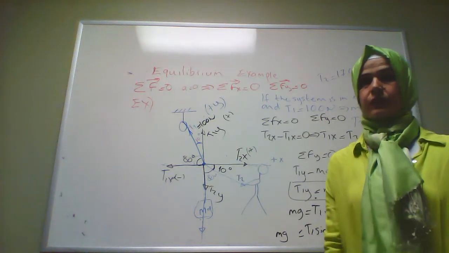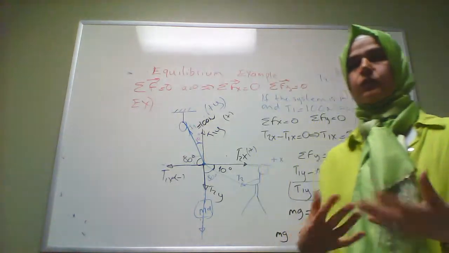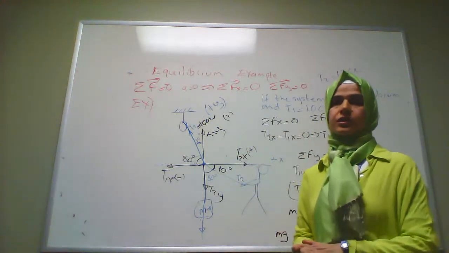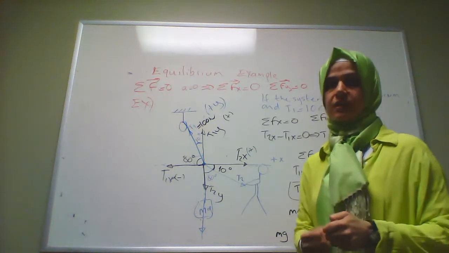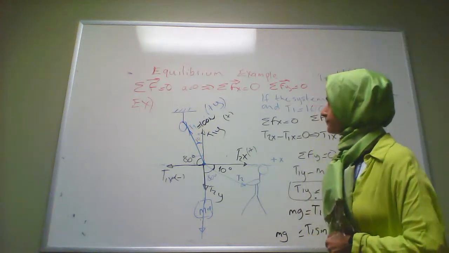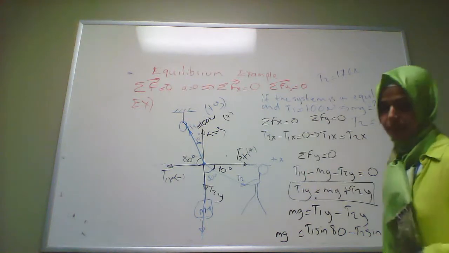And this is done in real life in construction. People use these kind of systems a lot to take up weights that are a lot heavier than the forces they are using to take them up. So this is one example of equilibrium.